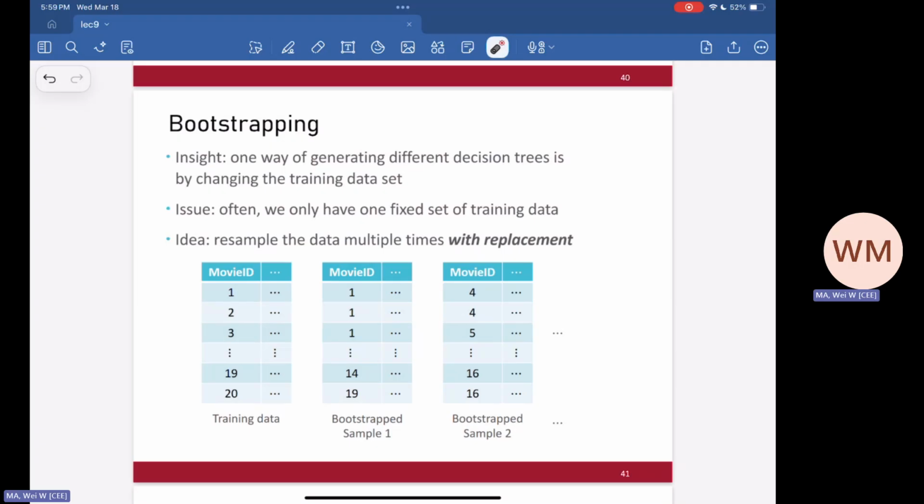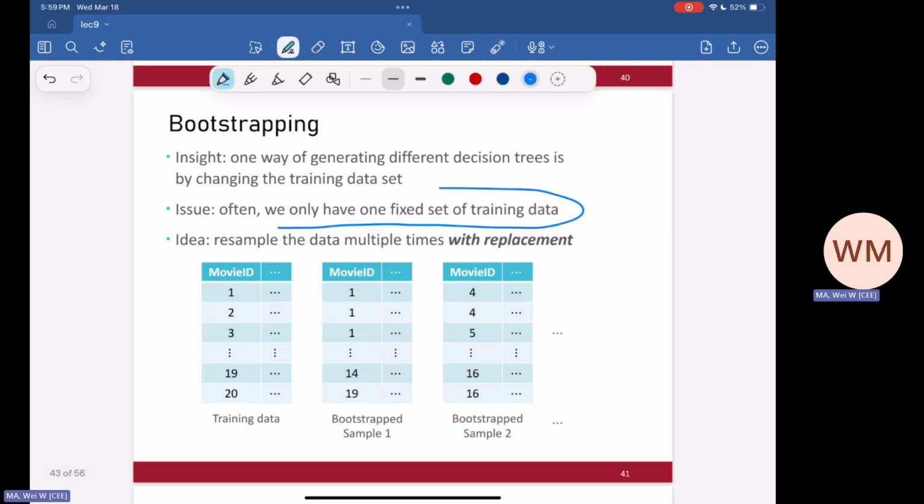sampled, or we call it bootstrapped, from the training data. For each of these new data sets, you can train a learner, you can train a decision tree. So here you can have as many decision trees as you want. Each decision tree only sees a subset of the training data. So we are generating multiple decision trees by changing the training data using the bootstrap. Okay, this is easy to understand, I think.